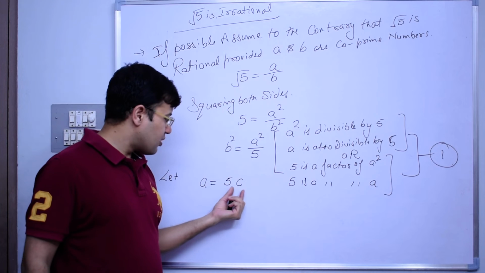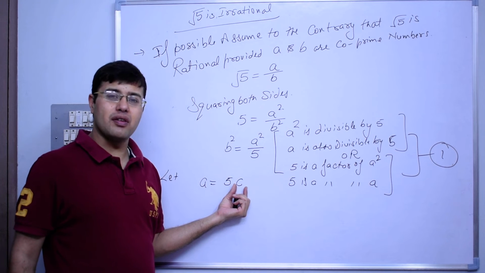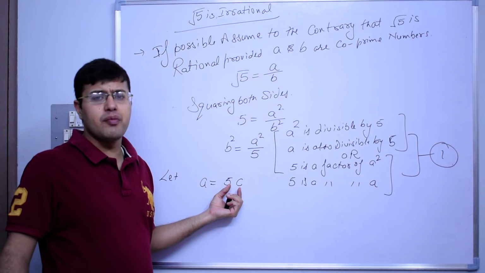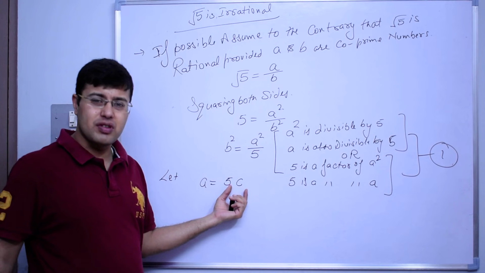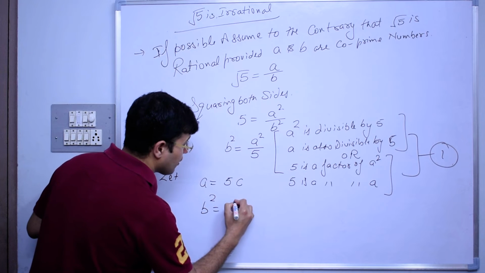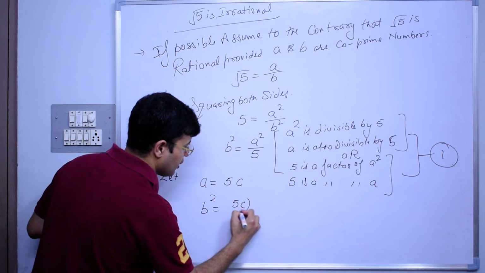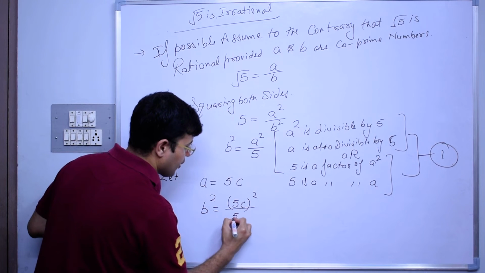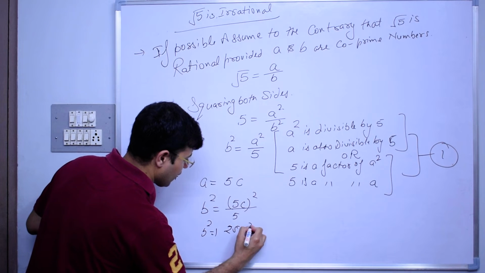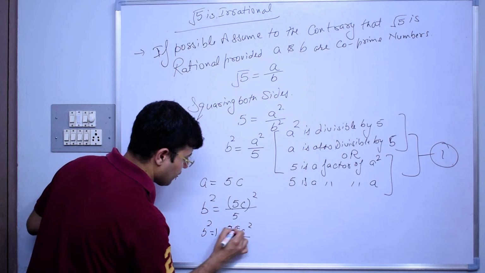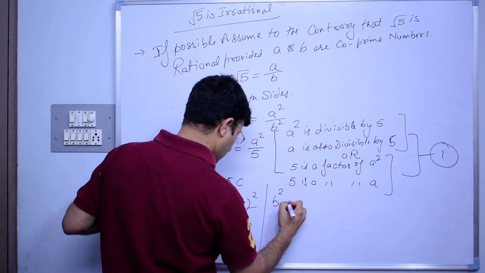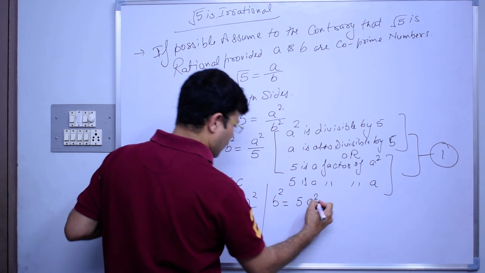So the same number with any of the constants that you would like to take. You can take c, d, e, f, k, lambda, whatever you like, but it has to be some constant over there. So now we'll replace the values. b square is equal to 5c whole square by 5. So this becomes b square is 25c square by 5. This cancels out by this. So this becomes b square is equal to 5c square.